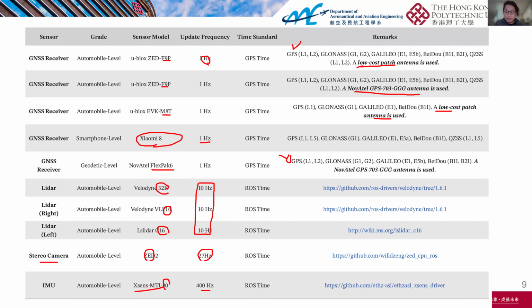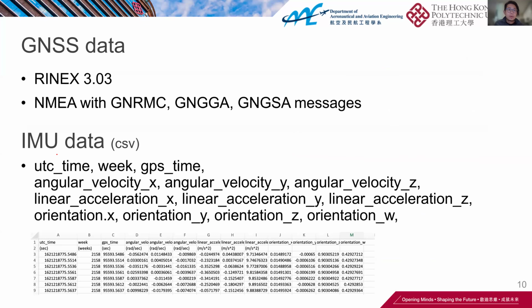So what kind of data format do we provide for each of the sensors? For GNSS data format, we're using RINEX 3.03. And we also have the NMEA solution generated by the vendor itself, by the chip manufacturer or receiver manufacturer itself. So we have RMC, GGA, and GSA for these NMEA solutions, and RINEX.